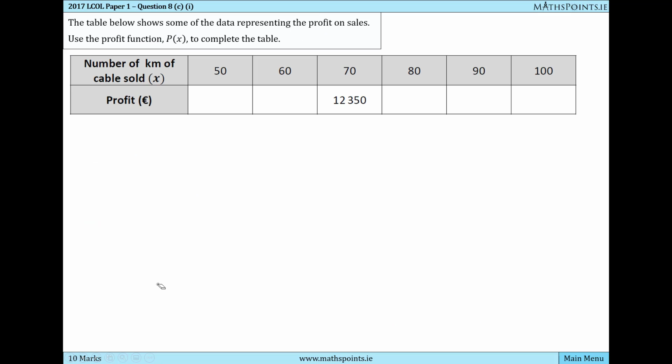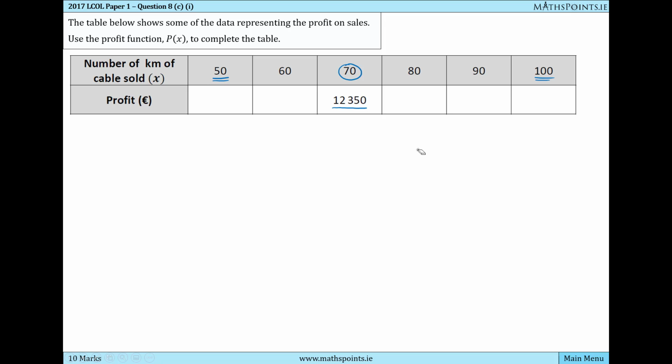The next part of the question asks us to find the profit given various amounts of kilometers of cable sold. So they give us amounts from 50 all the way up to 100, going up in tens. Now the value for 70 they've already worked out, and oftentimes what they'll do is they'll calculate one of the answers in the table so that when we use our method to calculate the other ones, we can check if we were right with the value x equals 70. If we don't get 12,350, what we're doing must be incorrect. So how would we do this?